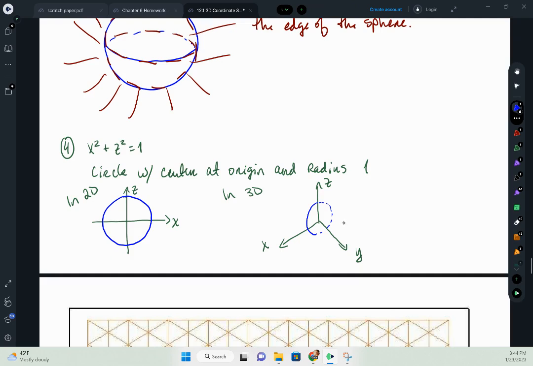So I could draw another circle out here, and I could connect these. And what that's giving me is what we call a circular cylinder.